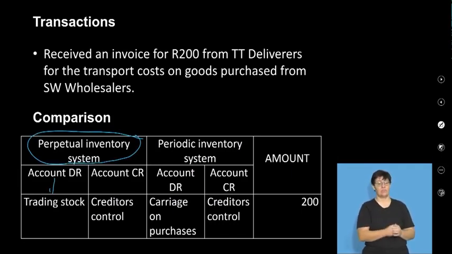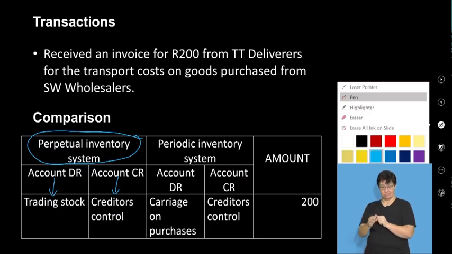Account debited is trading stock. Notice you don't keep a separate account for the delivery expense. Creditors control because it was done on credit. So clearly you can see, if we take this now using the periodic inventory system.